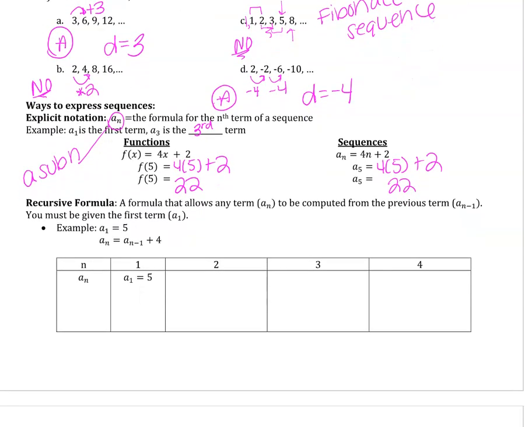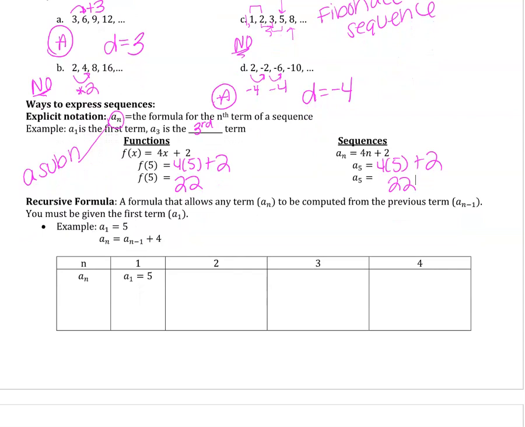Now, a recursive formula is one that is computed solely on the previous term. So I want you guys to underline this right here.